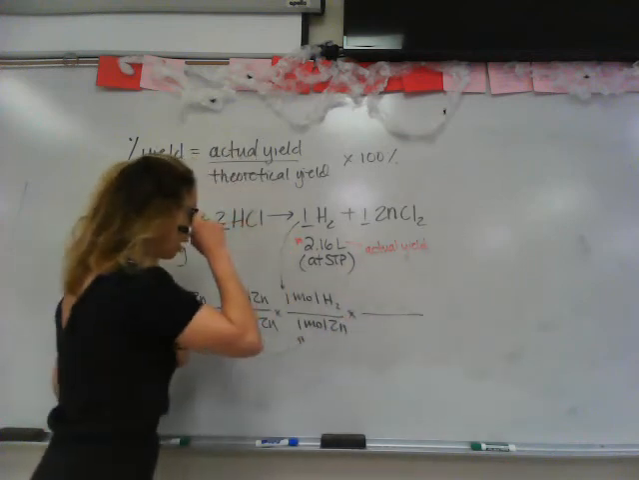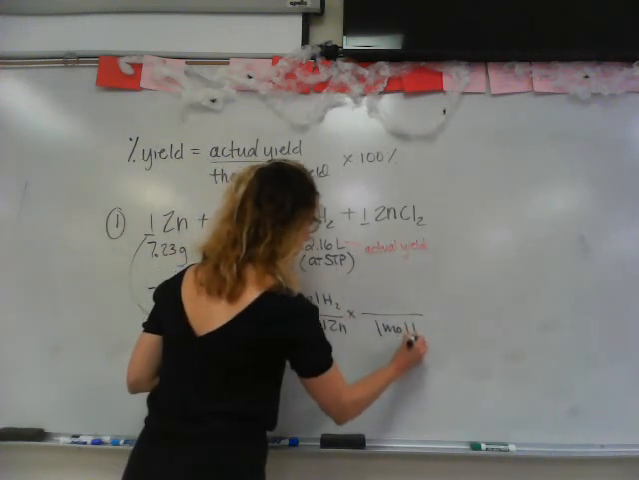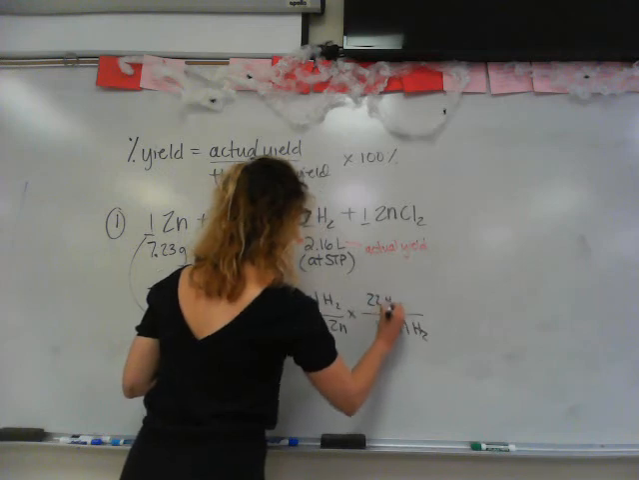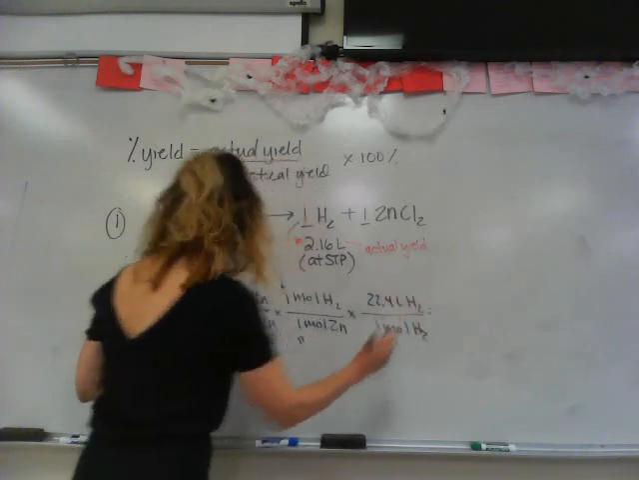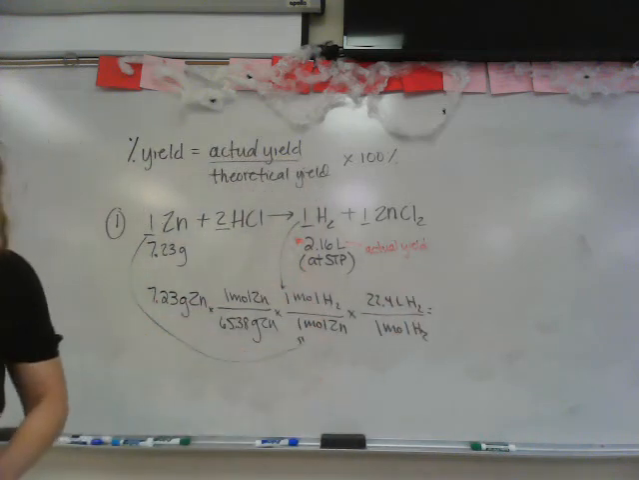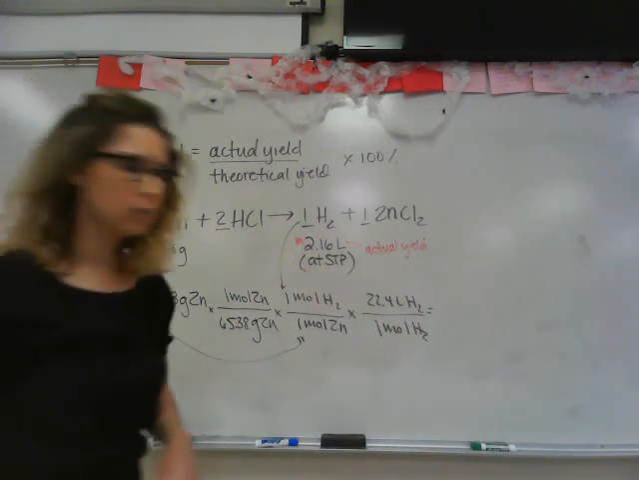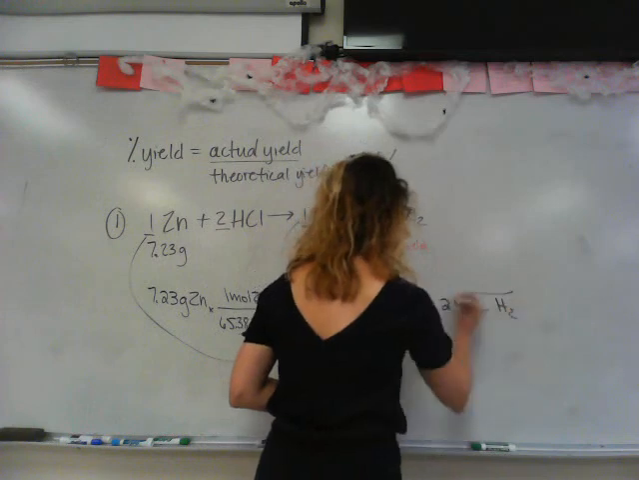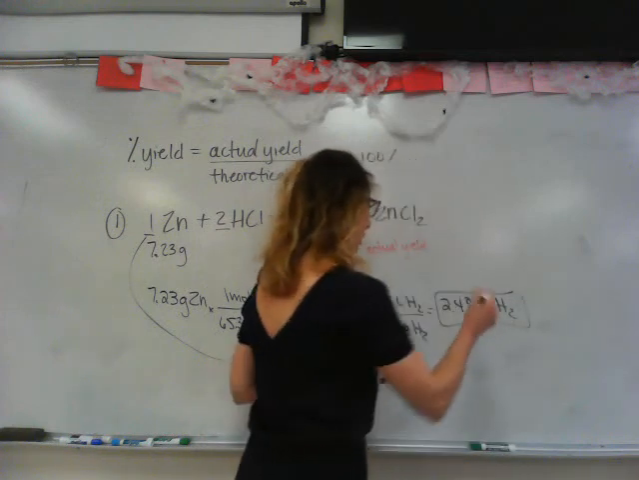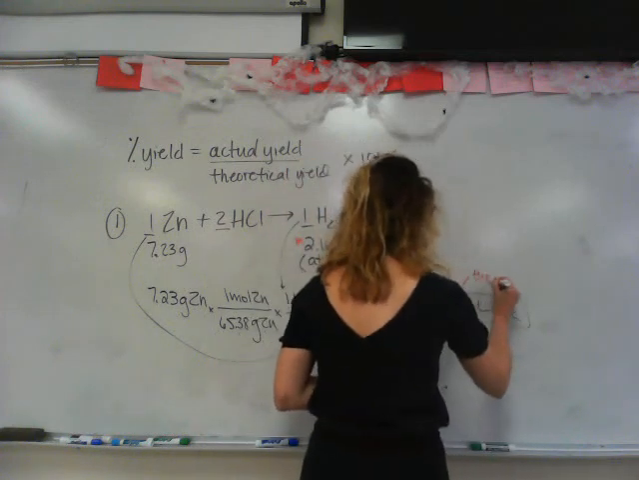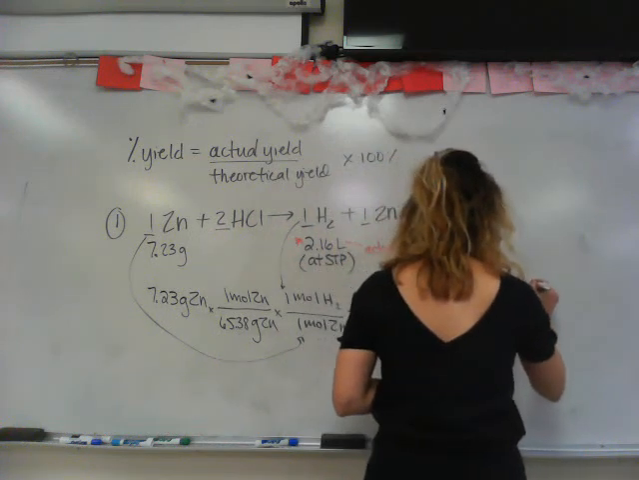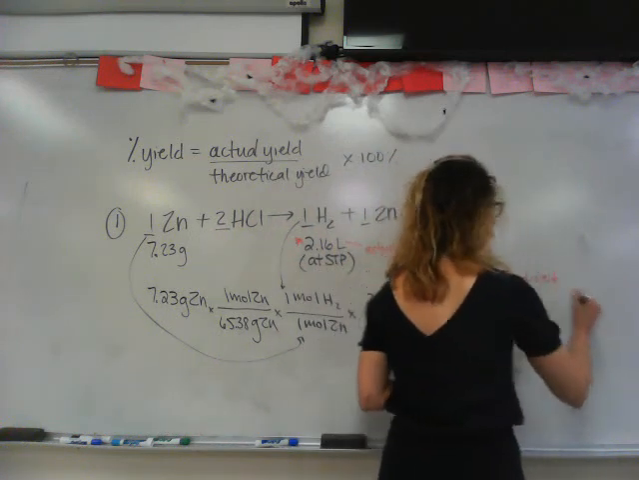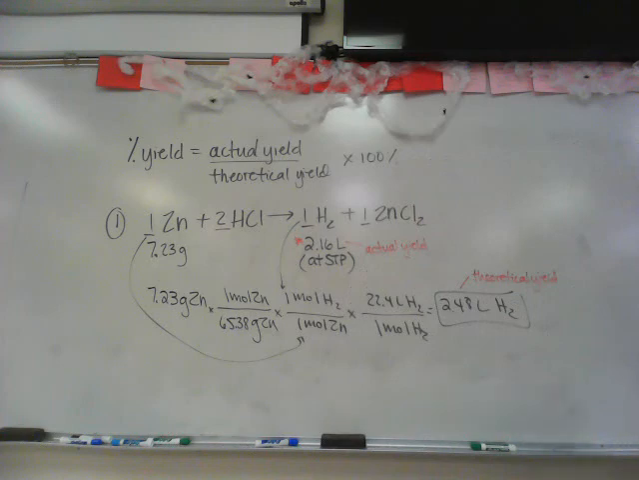And then since we're at STP, I can convert this to liters. Okay, so you're going to multiply and divide everything all the way across. That's going to give you 2.48 liters of H2. Okay, and this quantity that I just calculated is my theoretical yield. That's how much I should make when I do it myself. Okay, whether you make that or not is a different story.